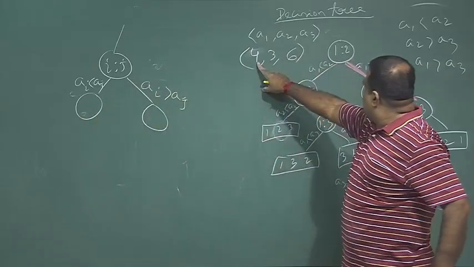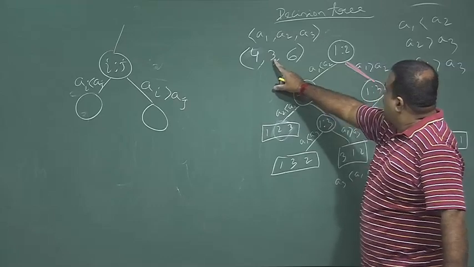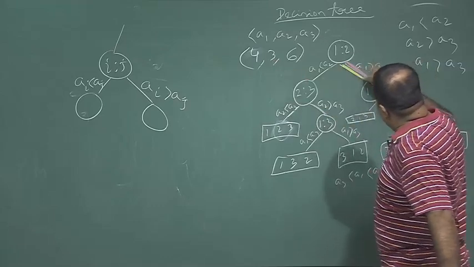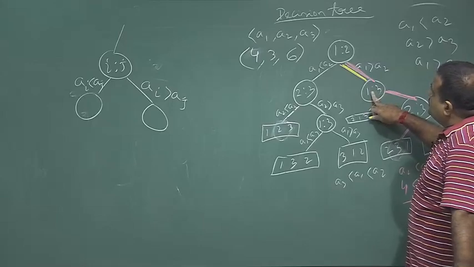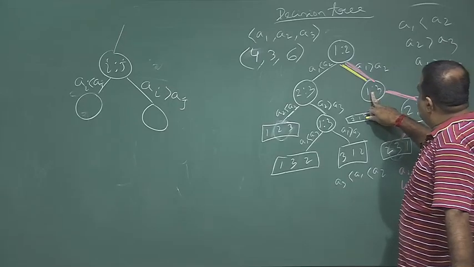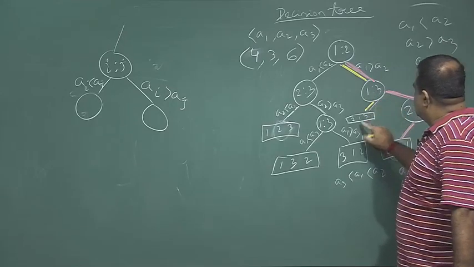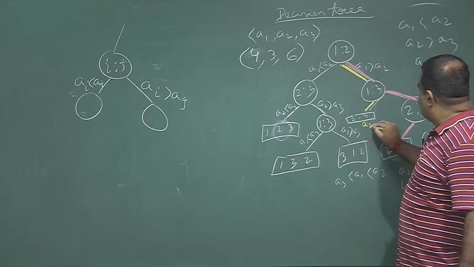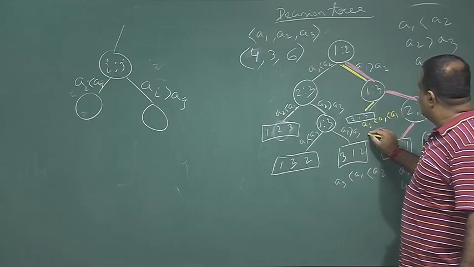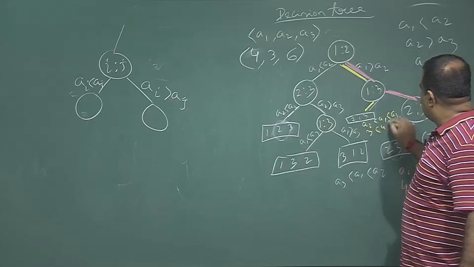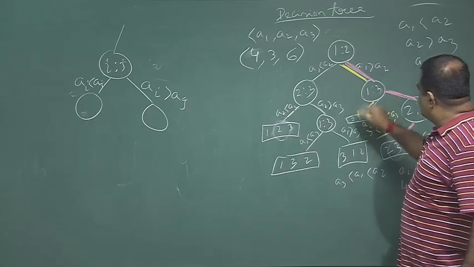So, this is our A1. A1 is greater than A2, so we must follow this path, and then A1 is less than A3, so we must follow this path. So, here the decision is A2 less than A1 less than A3. A2 is 3, less than 4, less than 5. So, this is the decision.